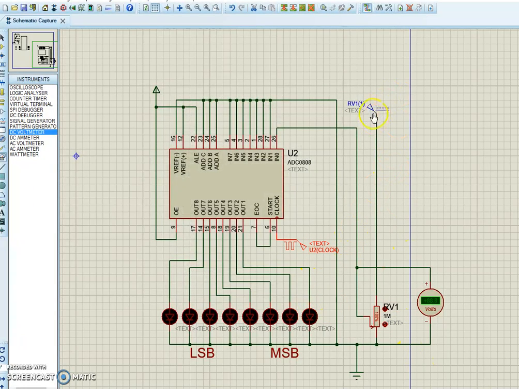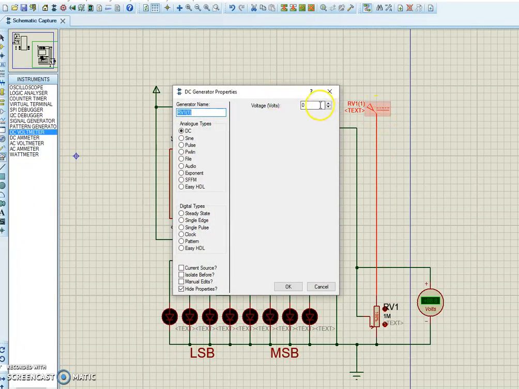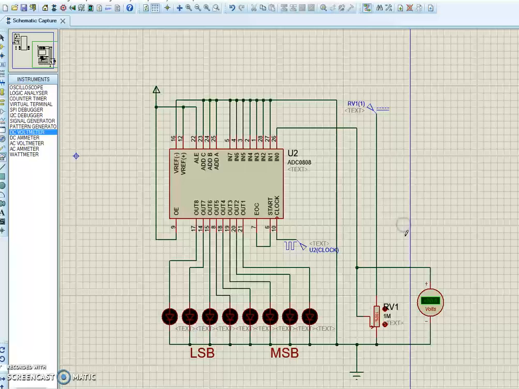Next, I give a dedicated supply here. Just give it a 5 volt supply. And then that's all. I think we're done doing all the necessary connections. So if you're done connecting your ADC in the way that I've connected here, let's test the ADC.